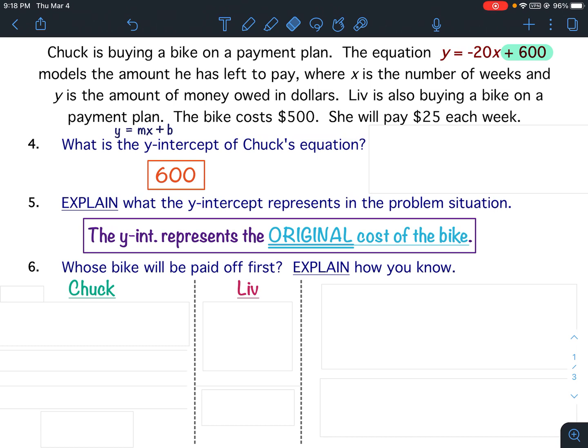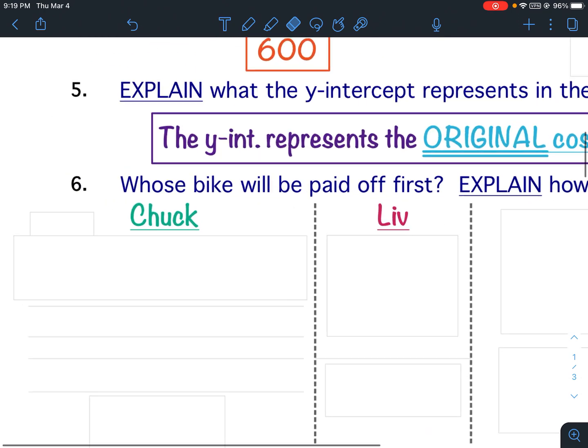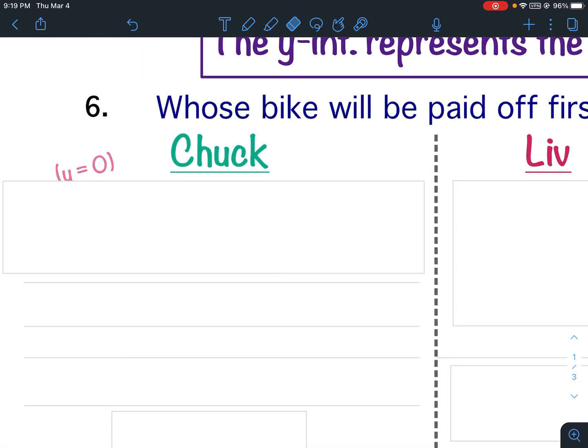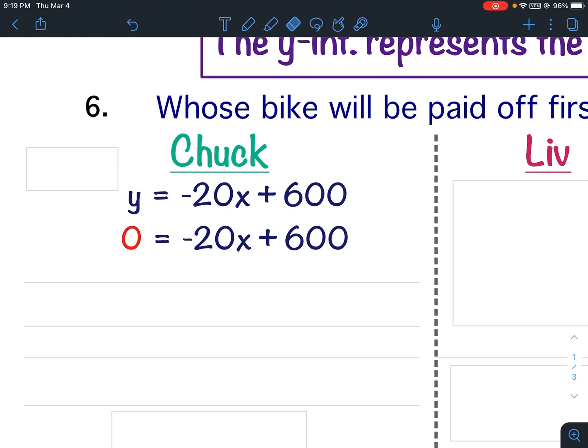Okay, number 6. Whose bike will be paid off first? Explain how you know. Well, let's start with Chuck. We are given an equation. If his bike is paid off, that means he doesn't owe any more money. And since y is the amount of money owed in dollars, that means y would be 0. When y is 0, we are finding the x-intercept. So we're going to use the equation y equals negative 20x plus 600, and since we're finding the x-intercept, y equals 0. So I plugged 0 in for y.